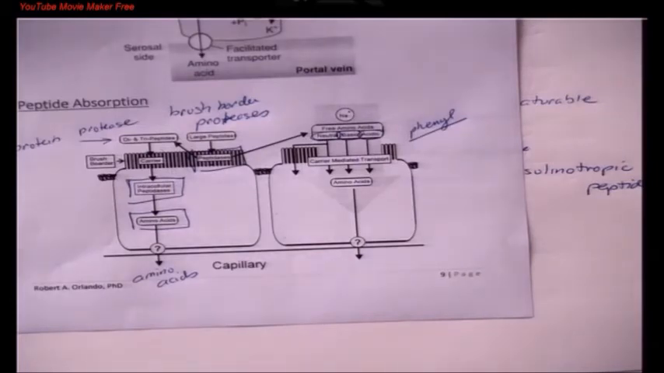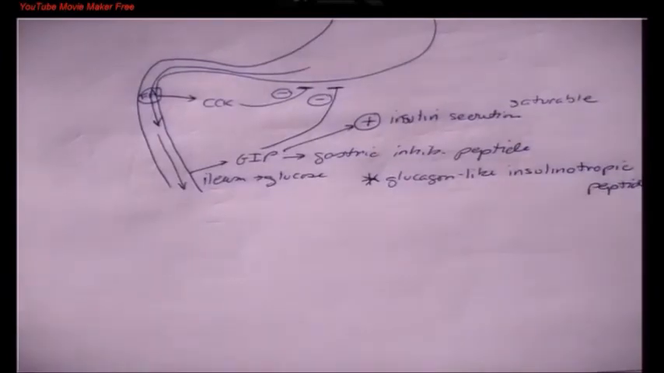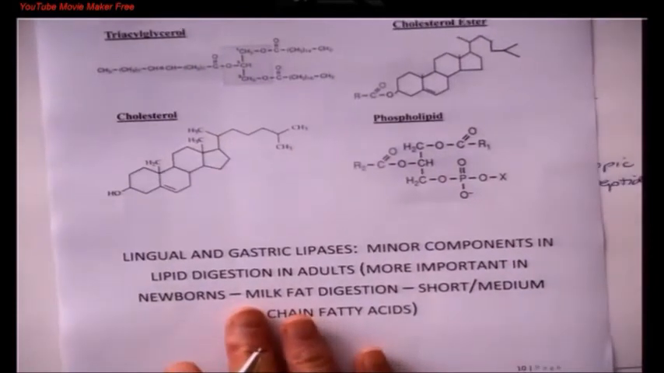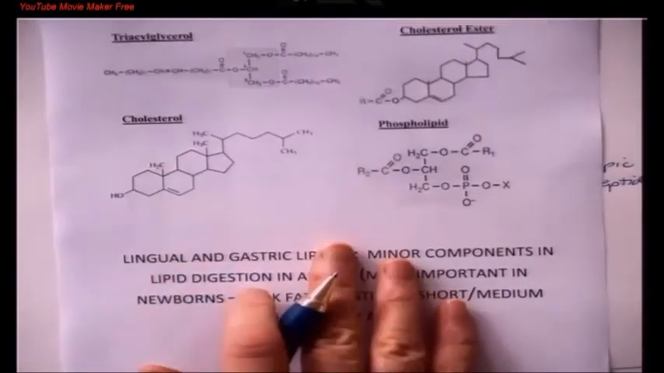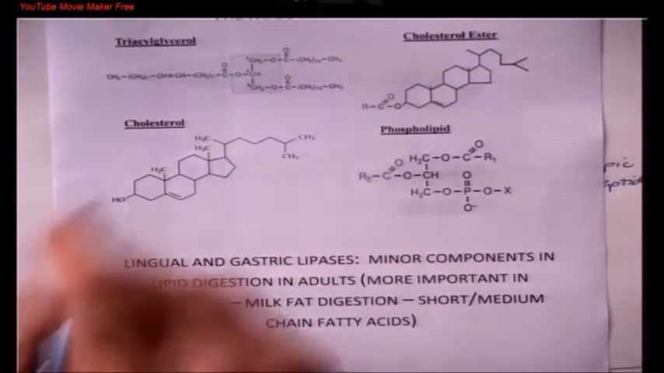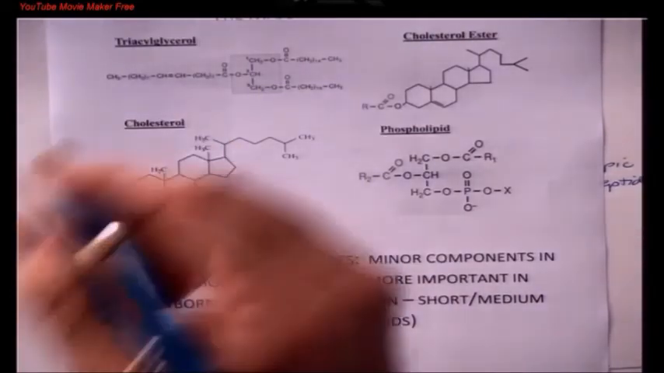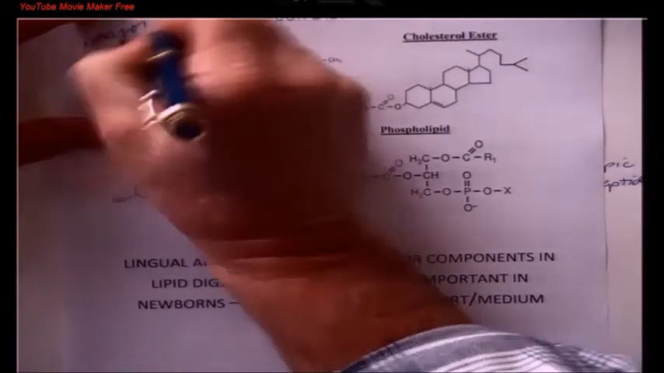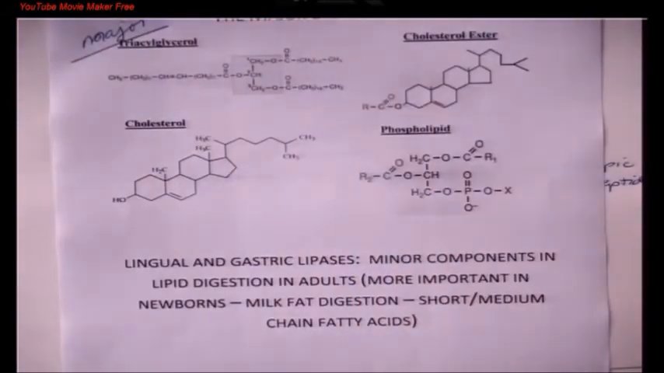Okay, good so far until we move on to fats. So we talk about fats in our diet. What do we mean by fats? These are the primary fats in our diet. The major lipid in our diet are triacylglycerols, also known as triglycerides.